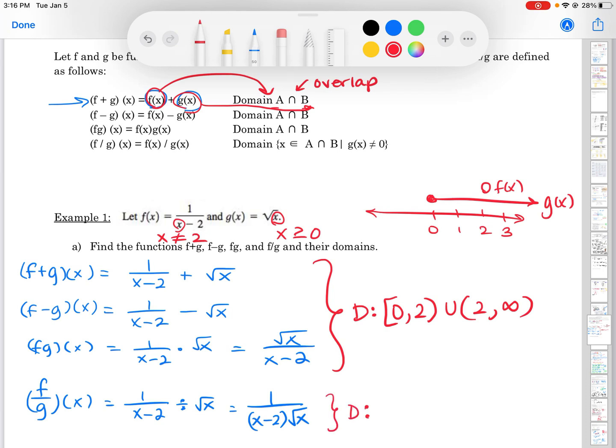The only additional issue is that in the division, the domain also has to include the fact that the new denominator cannot be 0. Notice g of x became our denominator, so we cannot let this equal 0. We also have to include the fact that the square root of x cannot equal 0, which means x cannot be 0. So we're going to use the same domain as up here, just not including the number 0.